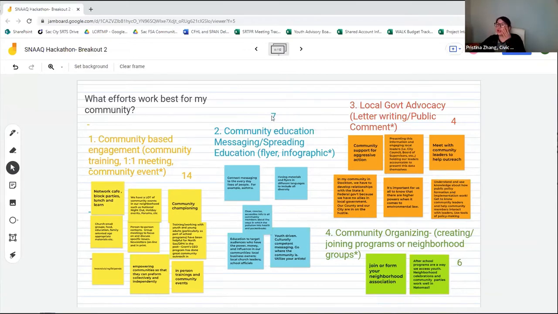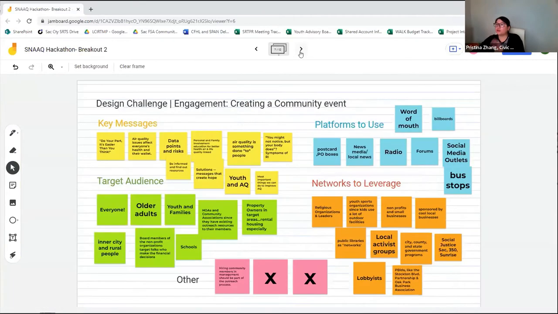We do want to note that a lot of these categories are interchangeable, but for the sake of this breakout room, we focused specifically on creating a community event and how to proceed with doing so. We broke it down into different things we wanted to address, such as key messaging, identifying your target audience and being really specific about that, what platforms are available to us that we should be using for outreach to get to the type of audience we're hoping to attract, and what networks around us we can leverage.